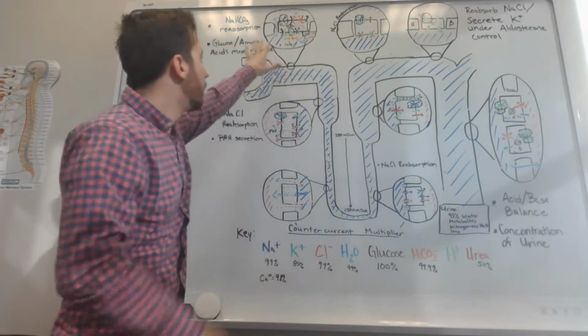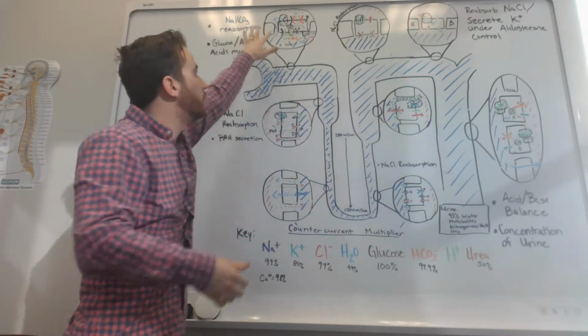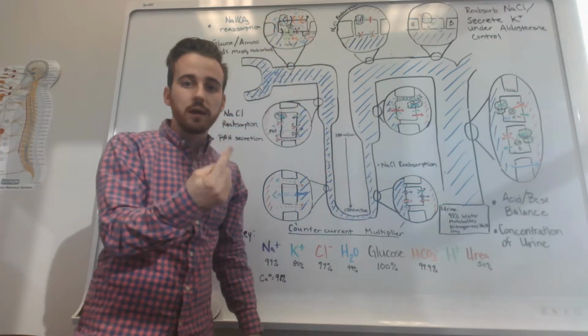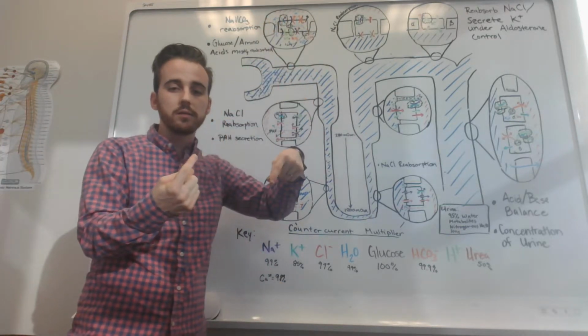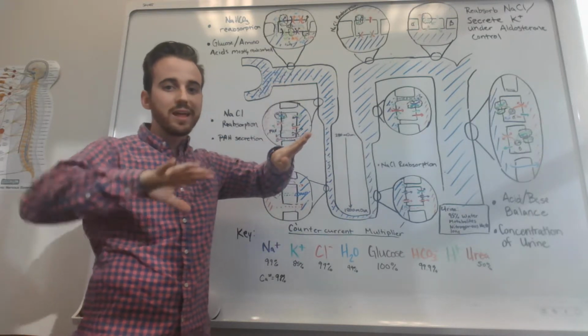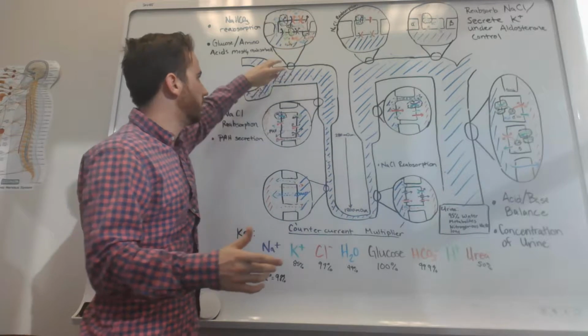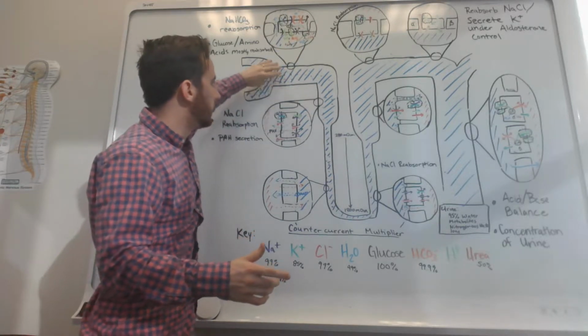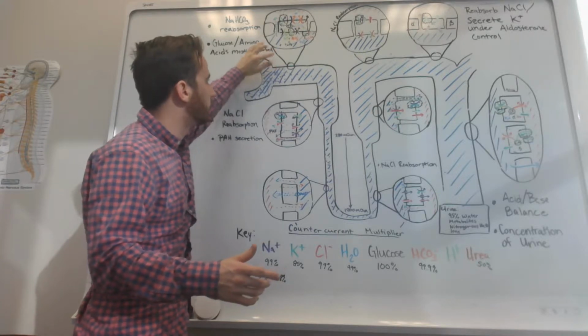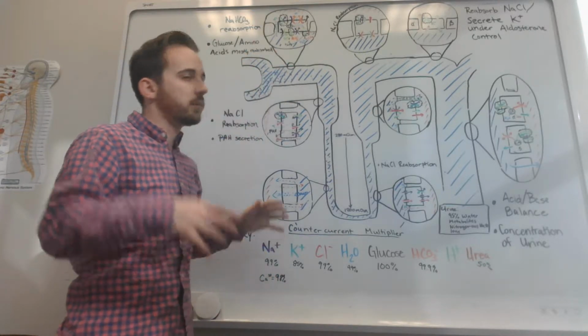Okay, so what ends up happening is first we have our sodium-potassium pump, which is going to pump sodium out of that cell and potassium into the cell, creating a concentration gradient for sodium. Sodium is low inside the cell, it's high in the filtrate, okay? So sodium will move freely into the cell.